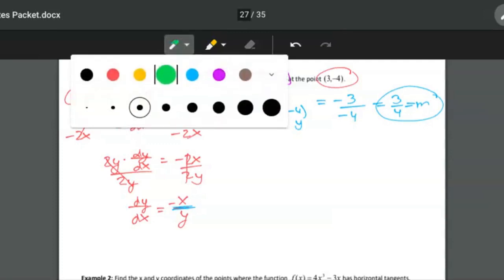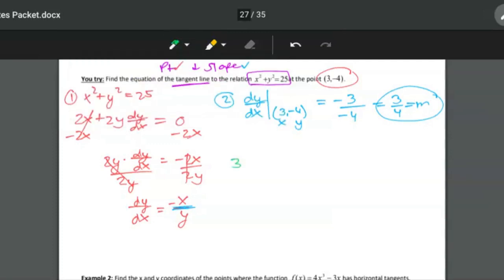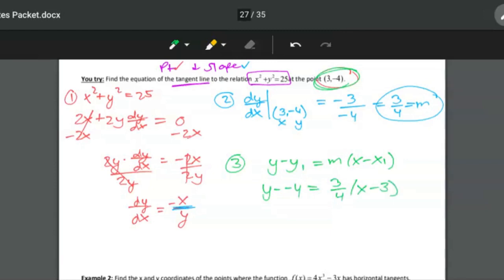The very last thing is point slope form. So step 3: point slope form is y minus y1 equals m times x minus x1. We can use our point: y minus -4 equals our slope 3/4 times x minus 3. Of course, you could clean this up and make this a plus right here. And that is your equation of the tangent line.